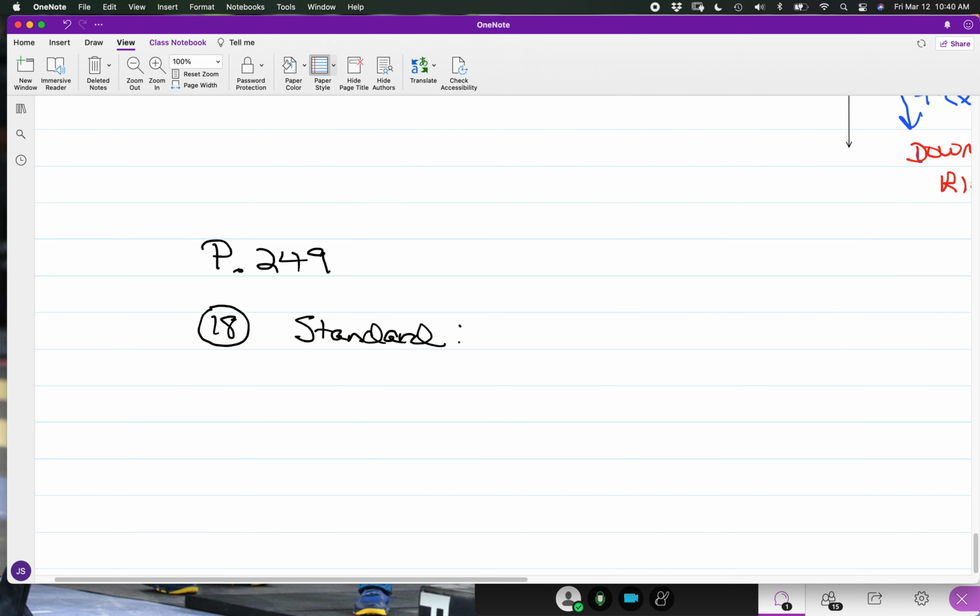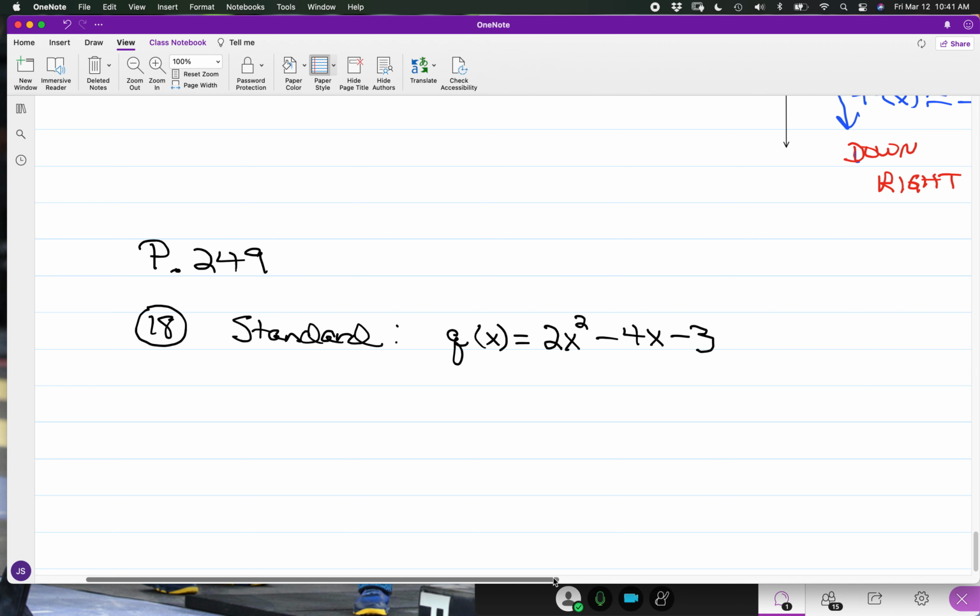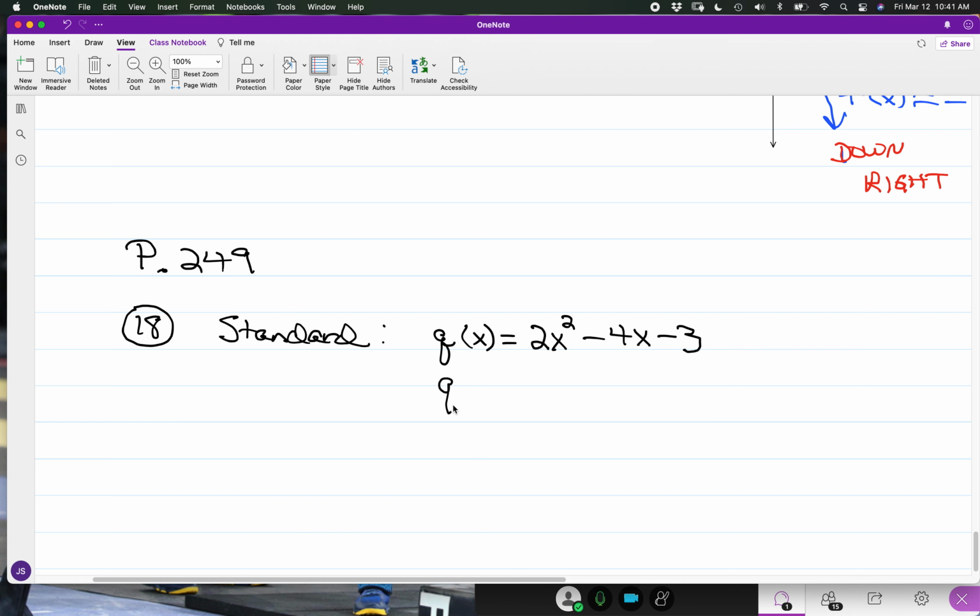For the standard form, we have q of x is equal to 2x squared minus 4x minus 3. And again, just translating from standard to vertex form, I'm going to start out separating the variable terms apart from the constant.